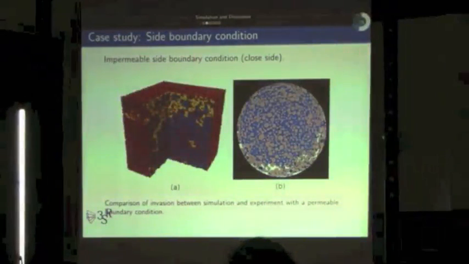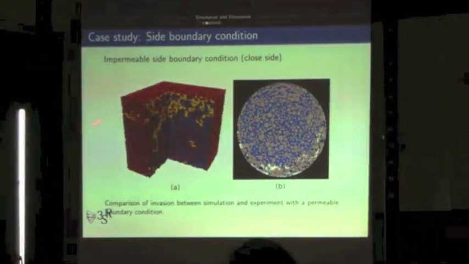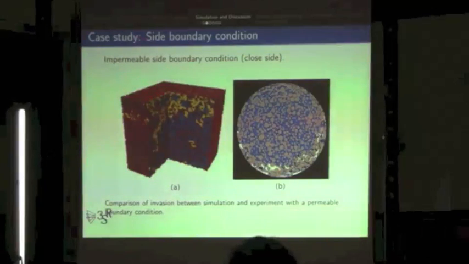Another case is if we treat the boundary pores as impermeable, which means they cannot be invaded, so the non-wetting phase will invade progressively, layer by layer. It's another situation that we hardly see such phenomena in experiment.